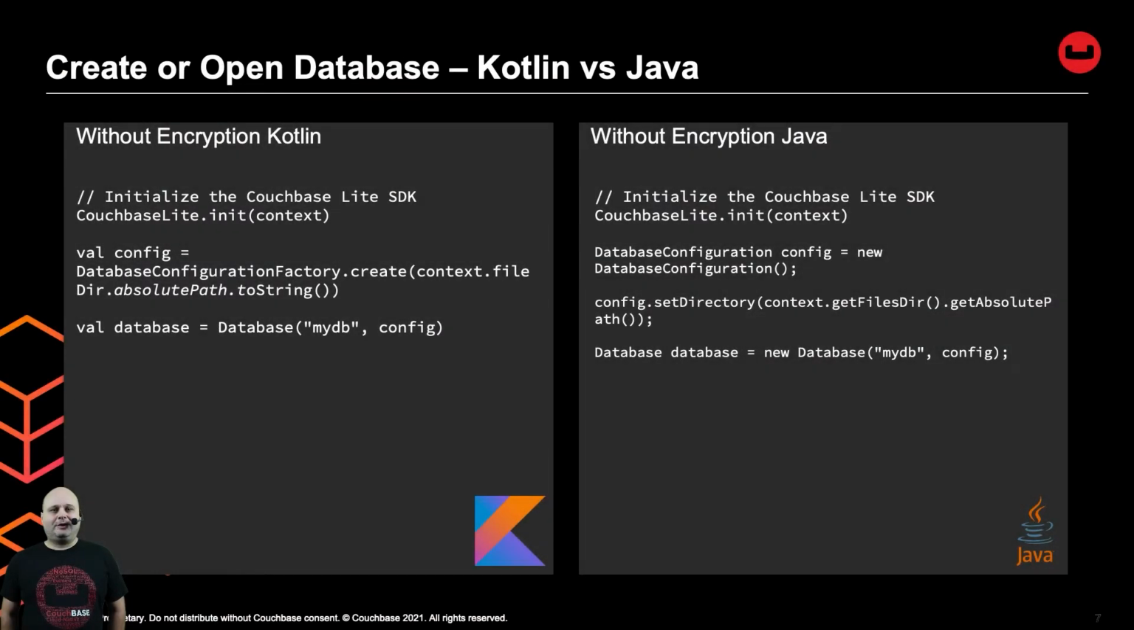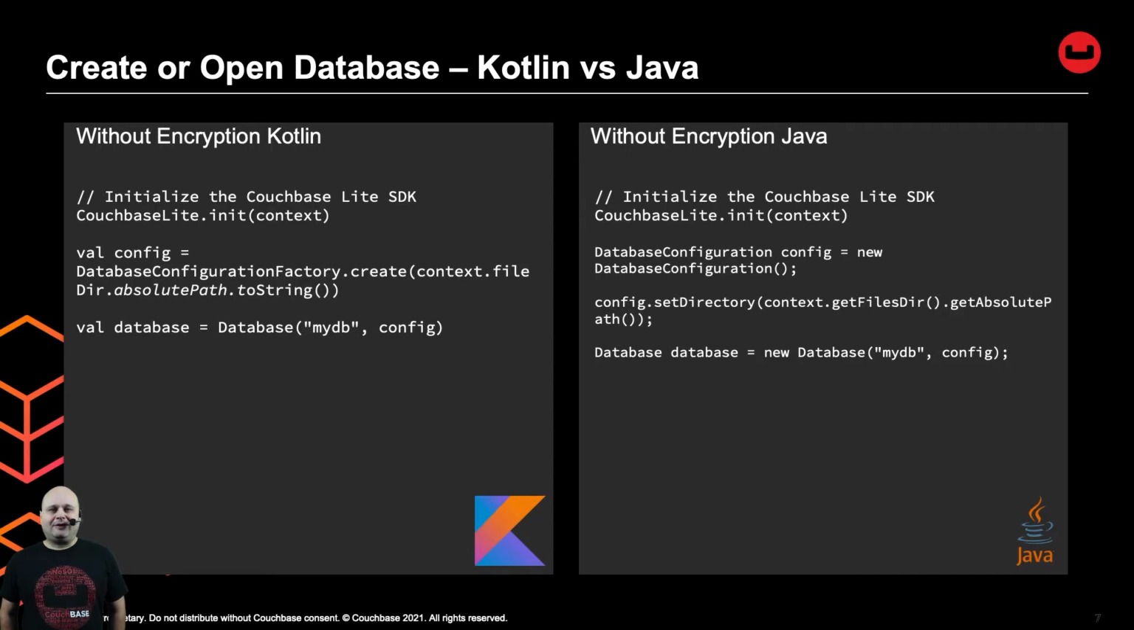Let's look at how to open or create a database using the Couchbase Lite SDK and compare the syntax of Kotlin to Java. On the left, you can see that we have 3 lines of Kotlin code, and on the right, you can see we have 4 lines of Java code. When comparing the two implementations, they look almost the same. If you've used Java in the past with the Couchbase Lite SDK, you'll find it trivial to start using Kotlin in your apps.